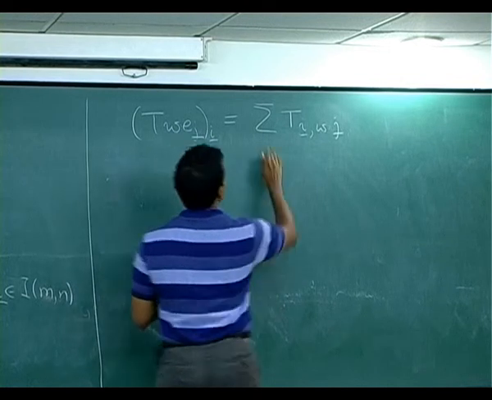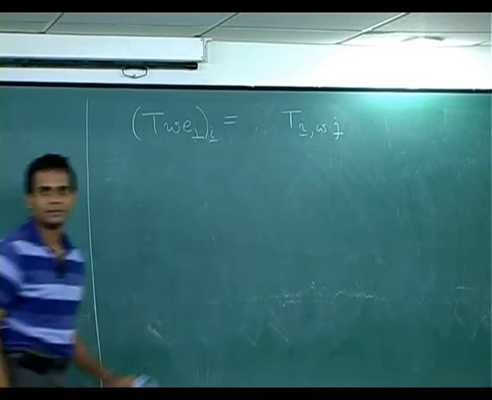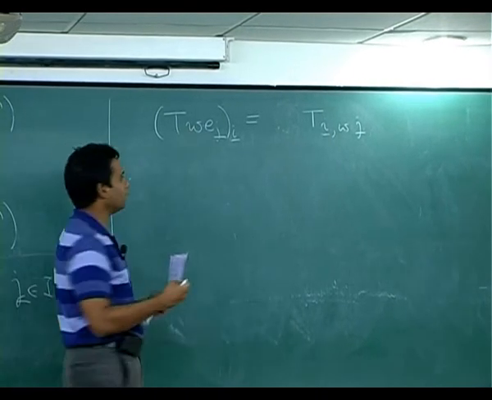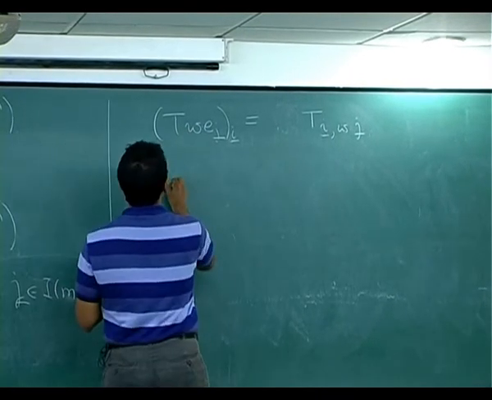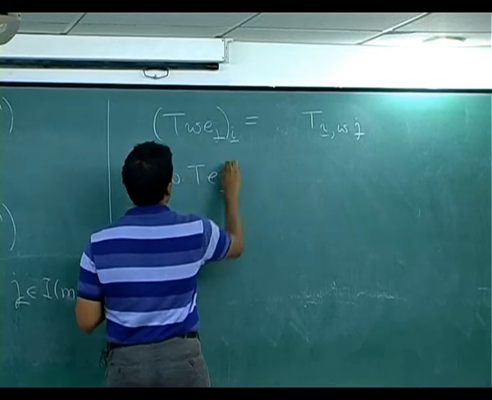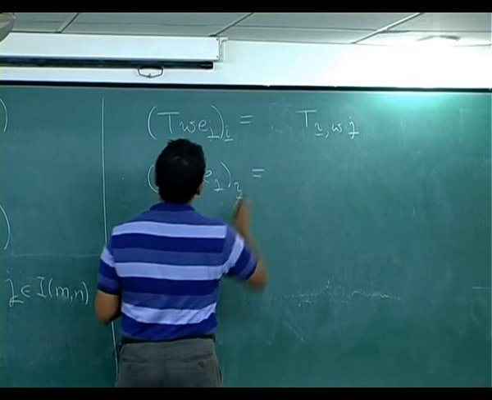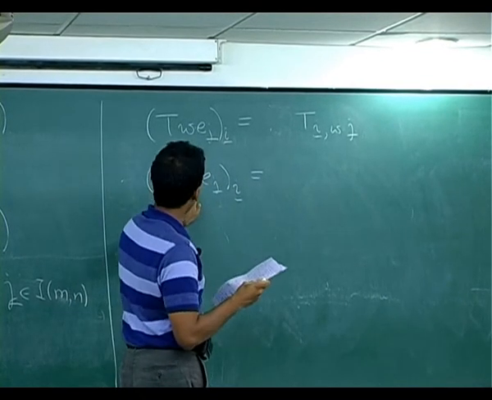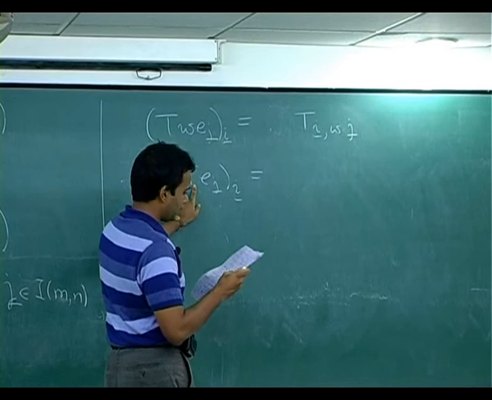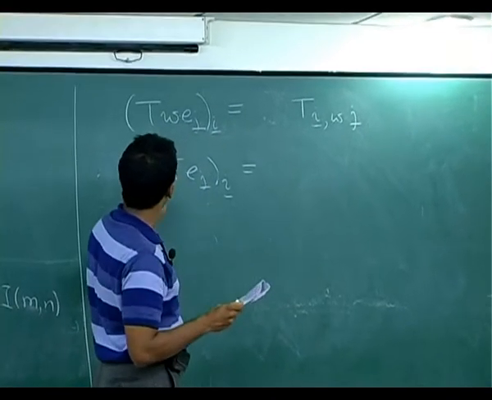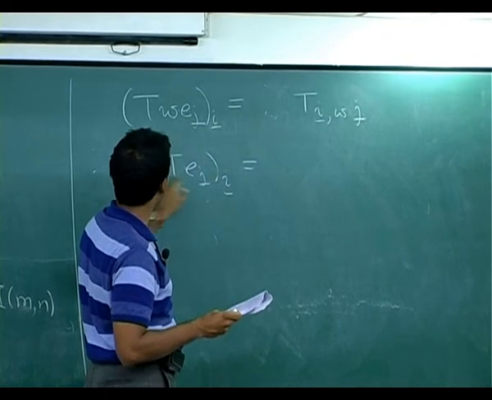Sorry, there's no summation here, it's just this. And that is how you get the matrix from a linear map with respect to a basis. On the other hand, if I look at W T E j, I, T E j will have W inverse ith coordinate.